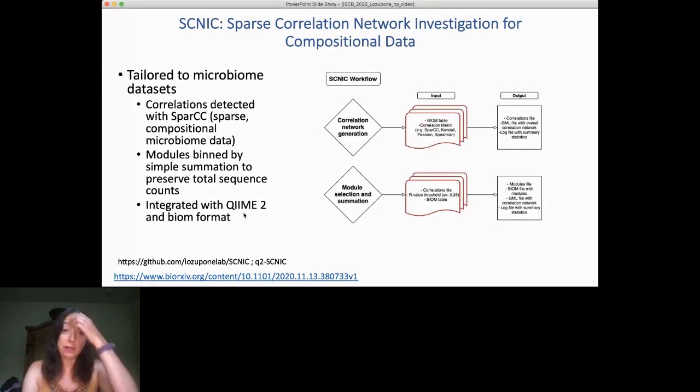Correlation network generation is the first step. You just input a biome table, or a table of counts of features across samples, and that creates correlation files that are then subject to module selection and summarization. So you get a new file that you can use in your statistical analyses with modules summed. And then it also produces GML files where you could interrogate the network topology using Cytoscape.